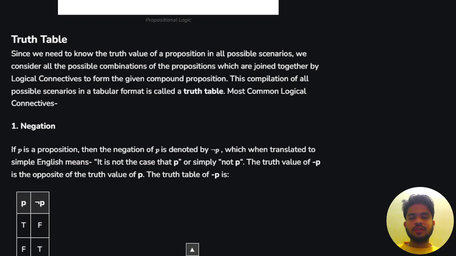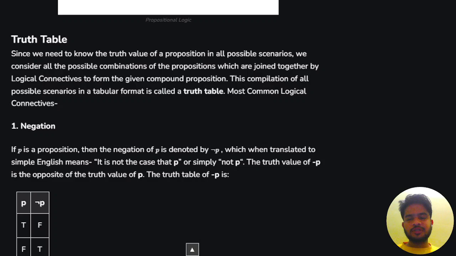Let us understand the truth table. Since we need to know the truth value of the propositions in all possible scenarios, we consider all the possible combinations of the propositions which are joined together by logical connectives to form the given compound proposition. This compilation of all the possible scenarios in a tabular format is called the truth table. The most common logical connectives are negation.